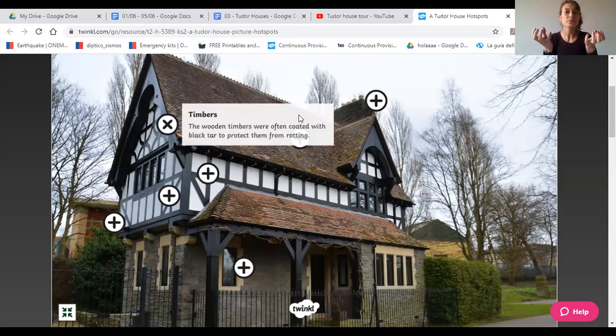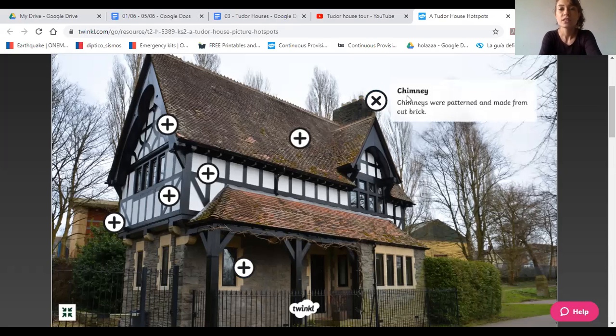Remember the apple? The good apple and the rotten apple. So to avoid it, they painted the wood with a coat called timbers. And the last one is the chimney. This is something that we didn't see in the presentation, but it is a pattern in Tudor houses also, okay? So chimney.